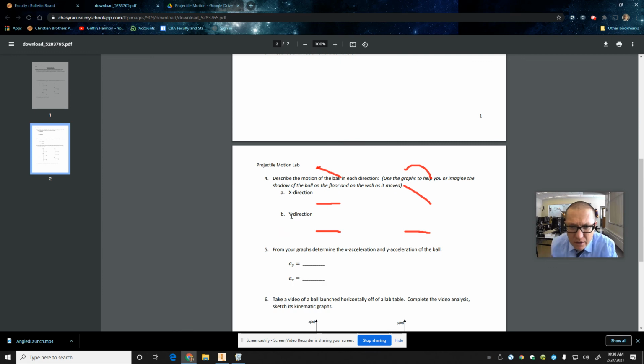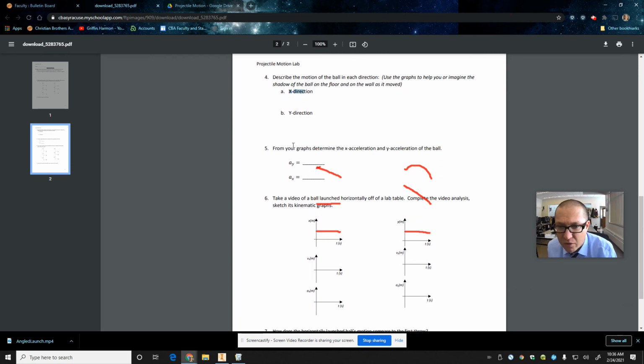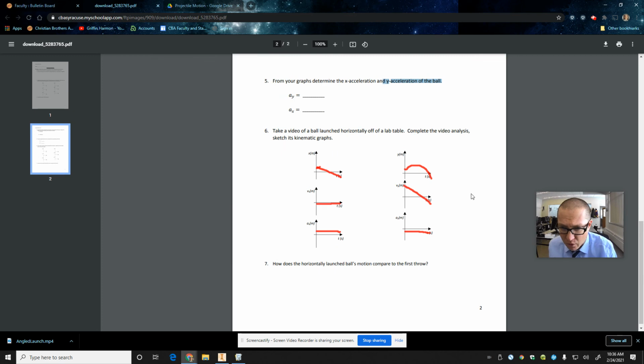All right, describe the motion of the ball in each direction. Use graphs to help you, or imagine the shadow of the ball on the floor. I just talked through this. Rewind, I gave you that answer already. From your graphs, determine the x acceleration and the y acceleration of the ball. I already told you that. Go back and fill that out. The horizontal ball, complete video analysis. We'll do that in class. We'll do the horizontal ball launching in class, I suppose.